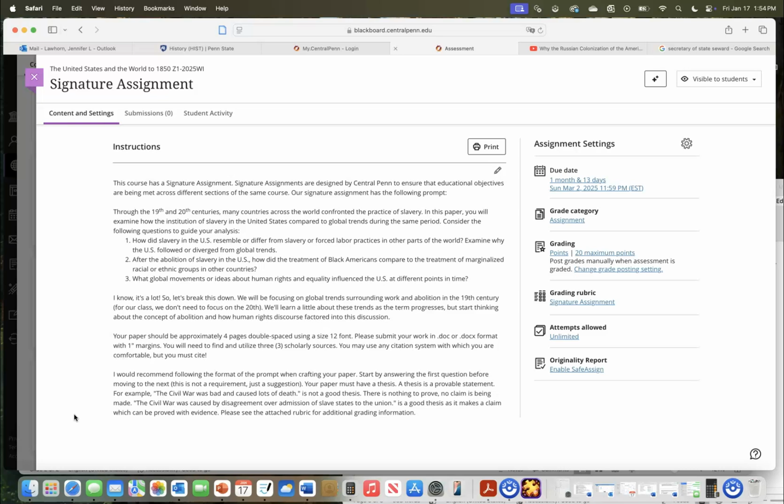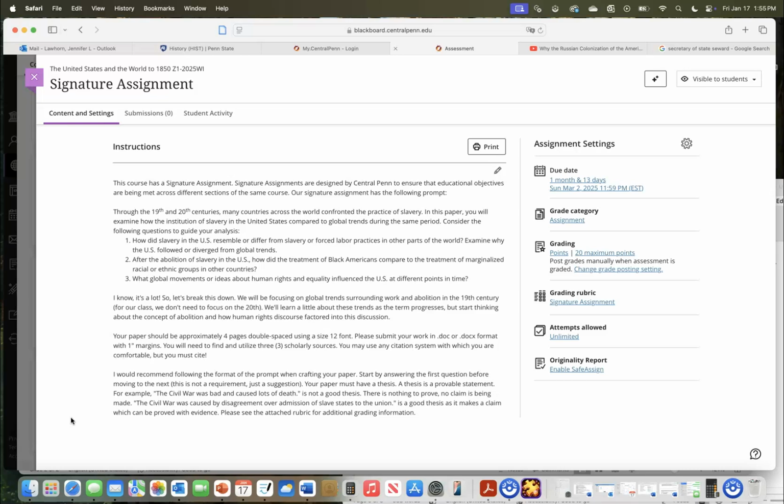2. After the abolition of slavery in the U.S., how did the treatment of Black Americans compare to the treatment of marginalized racial or ethnic groups in other countries? And 3. What global movements or ideas about human rights and equality influenced the U.S. at different points in time? I know, it's a lot, okay? So let's break this down a little bit.